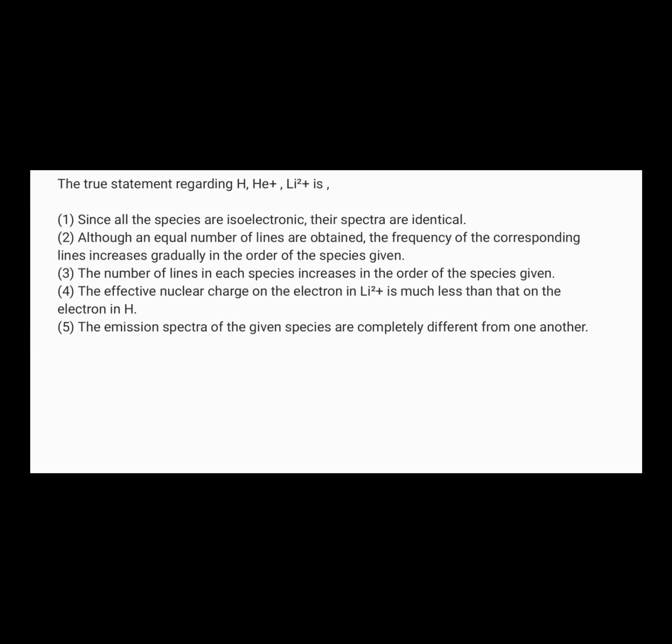And when we move to the third one, the number of lines in each species increase in the order of the given species. The number of lines doesn't increase because all the three given ions or atoms are isoelectronic. So they have an equal number of lines in all three spectra. And in the fourth one, the effective nuclear charge of lithium is not less than, it's higher than that on helium, it's obvious. In the fifth one, the emission spectra of the given species are not completely different because they have the same number of lines in their spectra, because all three are isoelectronic. So the answer is the second one: although an equal number of lines are obtained, the frequency of corresponding lines increase gradually in the order of species given because their effective nuclear charges change.